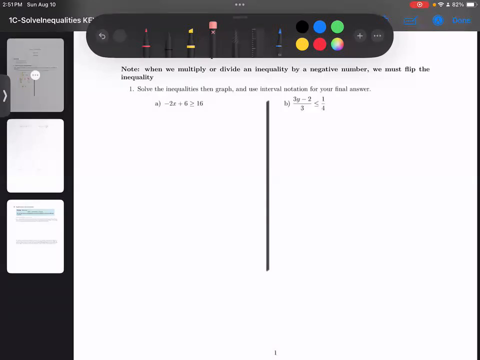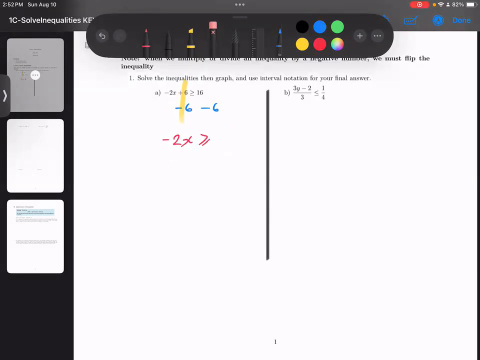Let's start with part A. We have negative 2x plus 6 greater than or equal to 16. It's kind of like solving a linear equation. The first step I'm going to do is subtract 6 from both sides. We're trying to isolate x. On the left side, positive 6 and negative 6 cancel. What remains is negative 2x greater than or equal to... I'm sorry, not 16. 16 minus 6 will be 10, right?